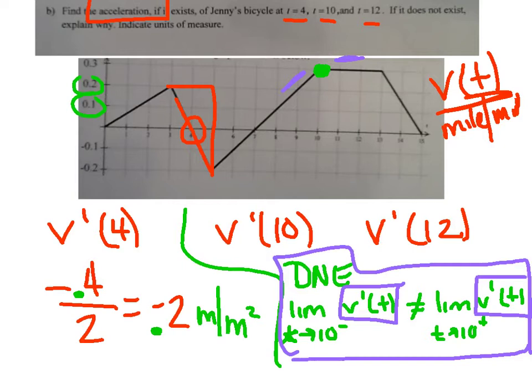And lastly, v prime of 12, and that's a pretty nice one just to look at. I need the slope of that line. That dot happens to appear on this line here, and of course that just has a slope of 0. Again, watch those units. I'm talking about acceleration, so that's miles per minute squared. All right, so this is very similar to an AP question.